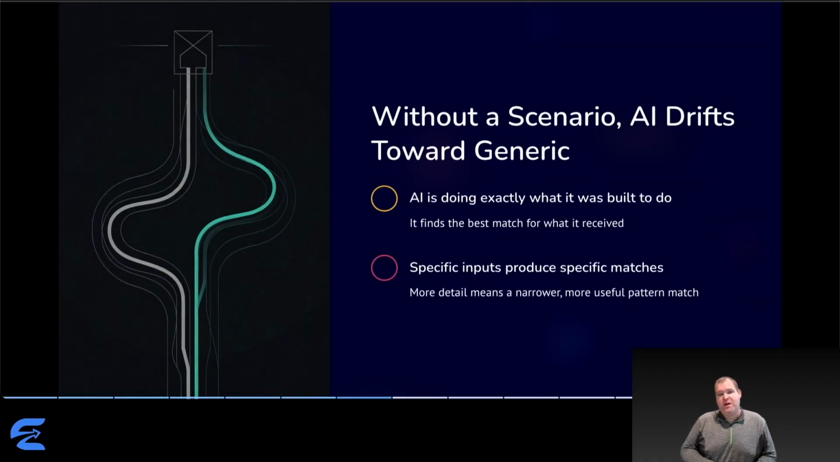When one or more of those four components is missing, the model doesn't flag the gap, it fills it. And it fills it by drifting toward what's most common across the situations that resemble yours. The model's doing exactly what it was built to do, finding the best match for what it received. The issue is that vague input has many valid matches, and the model picks from all of them, landing somewhere in the middle. The more you describe your actual situation, the fewer patterns qualify as a match. The closer the output gets to something that's genuinely built for you.